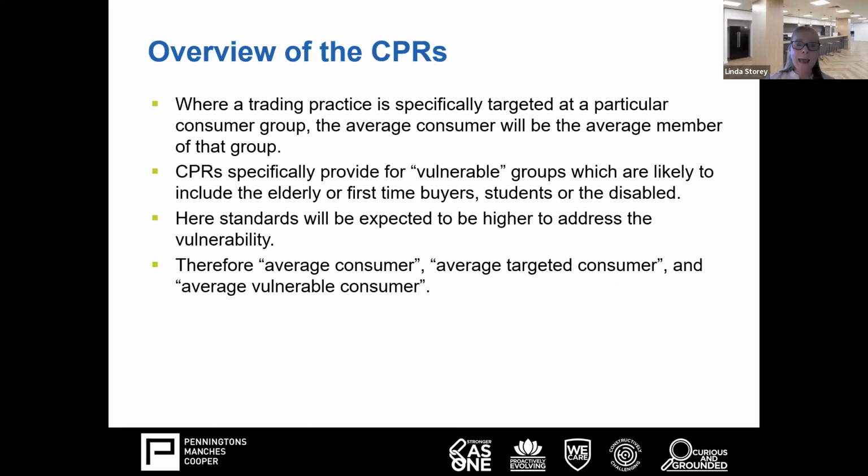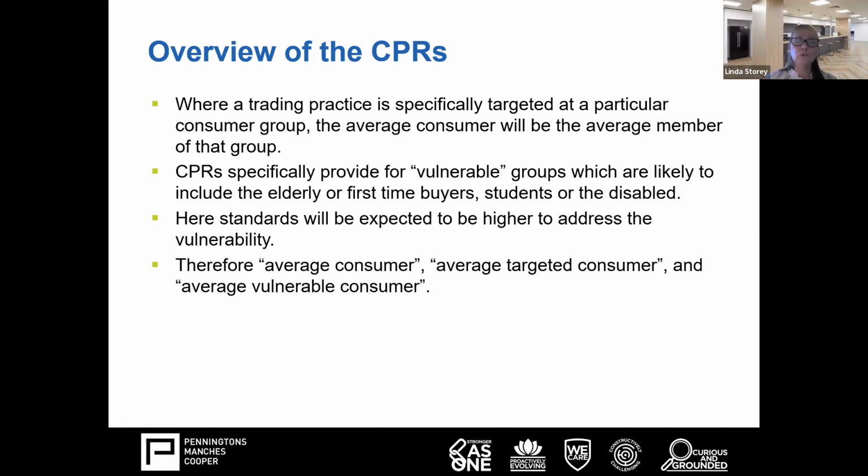Okay, so when we look at the average consumer, the CPRs drill down a bit more to that. So there isn't an average consumer for every group of person. There is an average consumer for the type of consumer that person is. And the CPRs specifically provide what they class as vulnerable groups. And those vulnerable groups are the elderly, first-time buyers, obviously due to their inexperience, students, disabled. They are essentially the majority of your customers. They are classed as a vulnerable group.